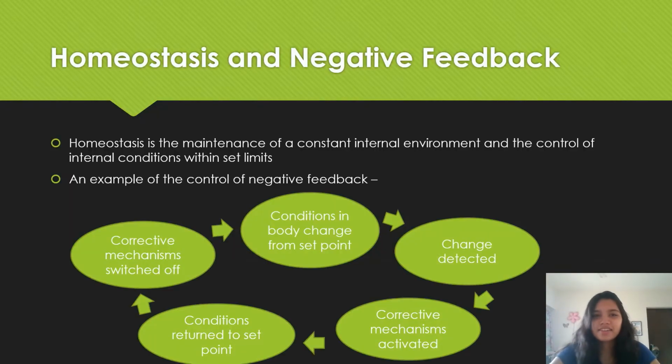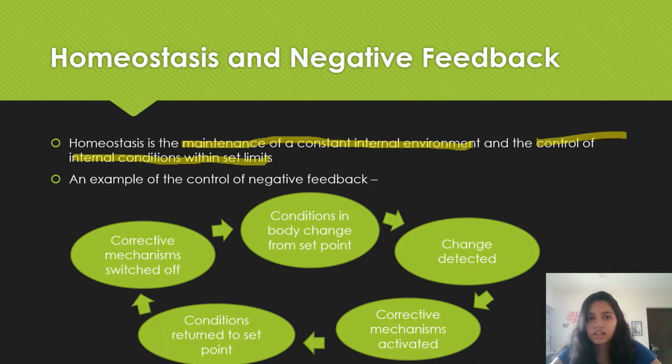So let's get started. Okay, so firstly you see two new terms here, homeostasis, however you say it, and negative feedback. Okay, so homeostasis. I have basically combined both the core and the supplement level definitions, so make sure you write this full answer. Homeostasis is the maintenance of a constant internal environment and the control of internal conditions within set limits.